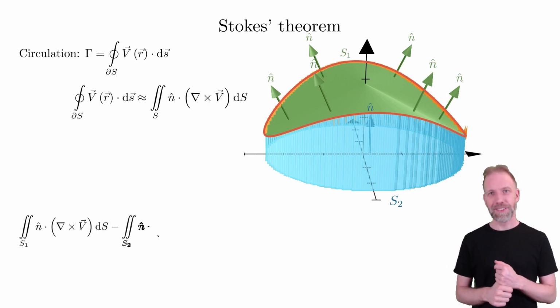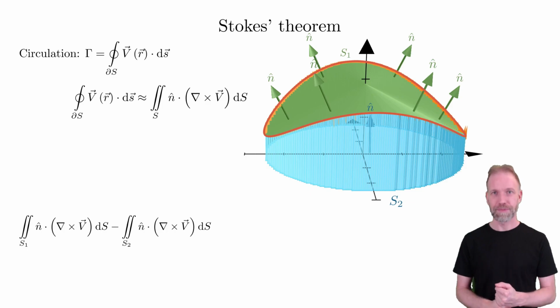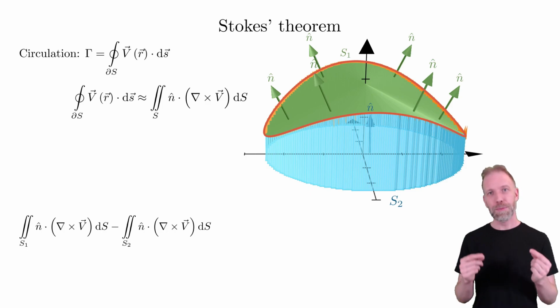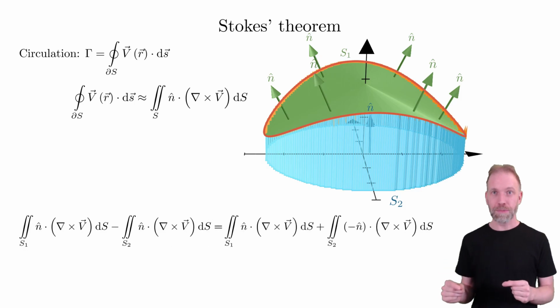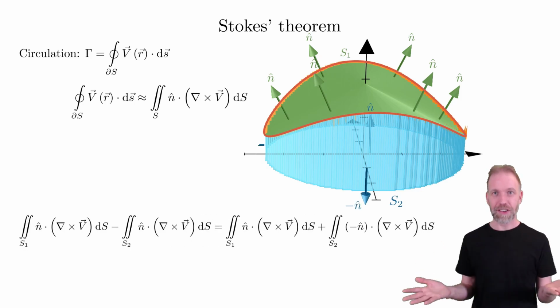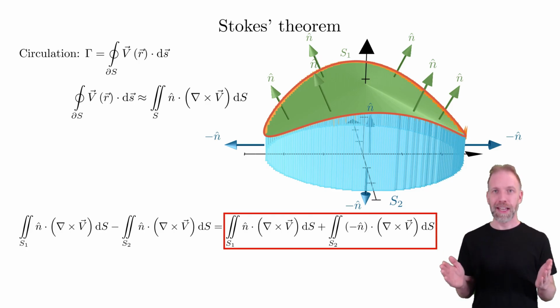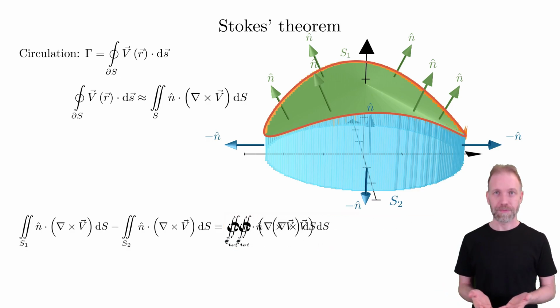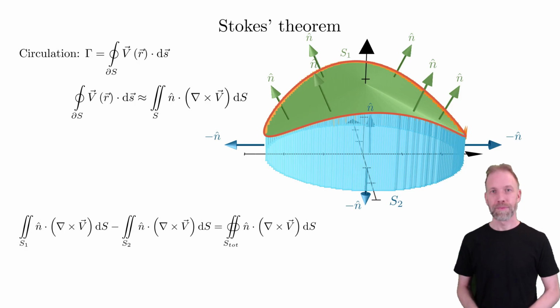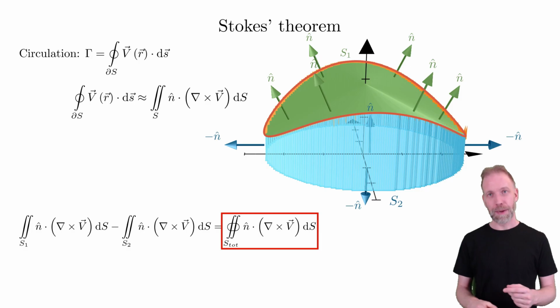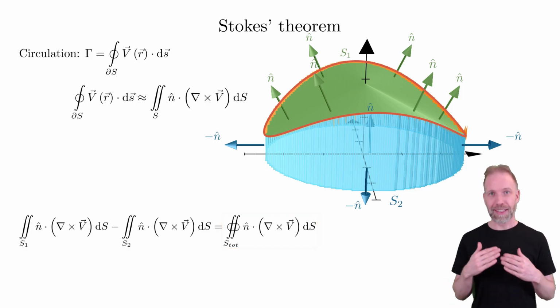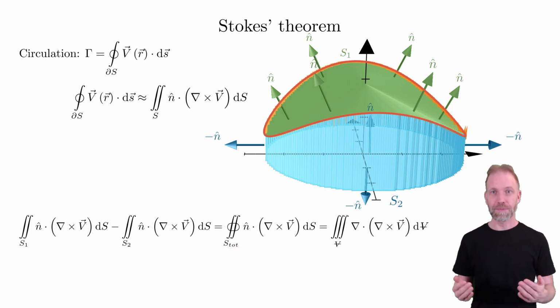Let us calculate the difference between the two surface integrals. We can move the minus sign to the normal vector, which then changes its direction. As the negative normal is pointing outwards, we can note that this is now a closed surface integral over the combined surface. For a closed surface, we can apply Gauss' theorem and rewrite it as a volume integral over the divergence.